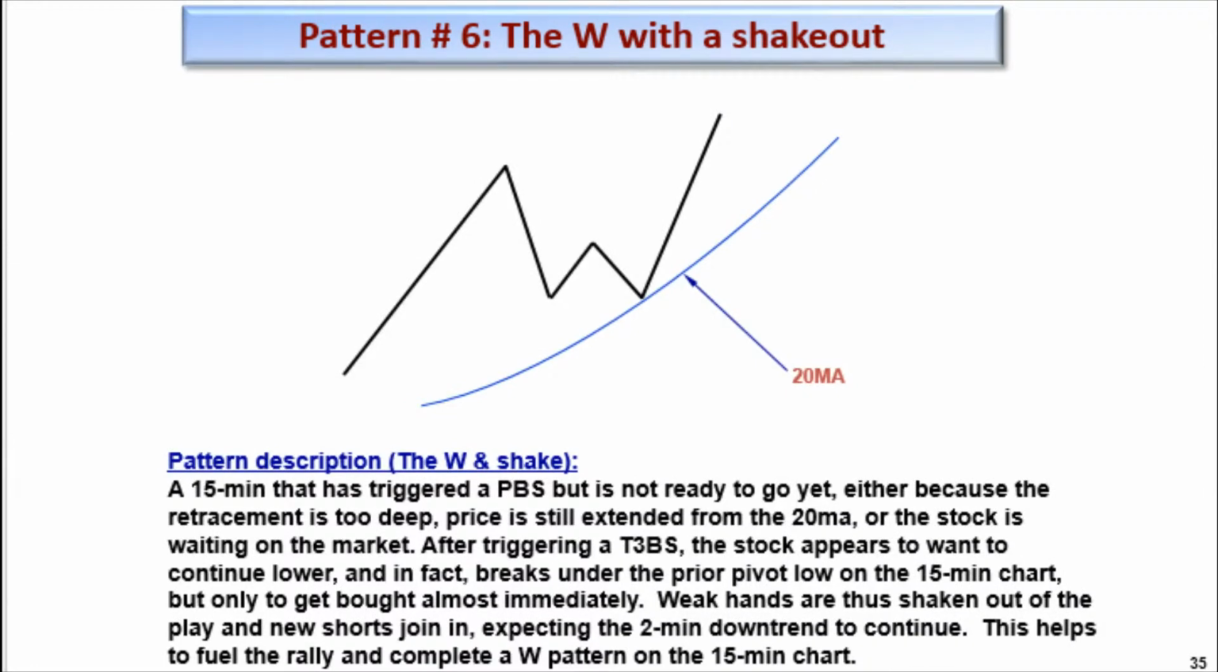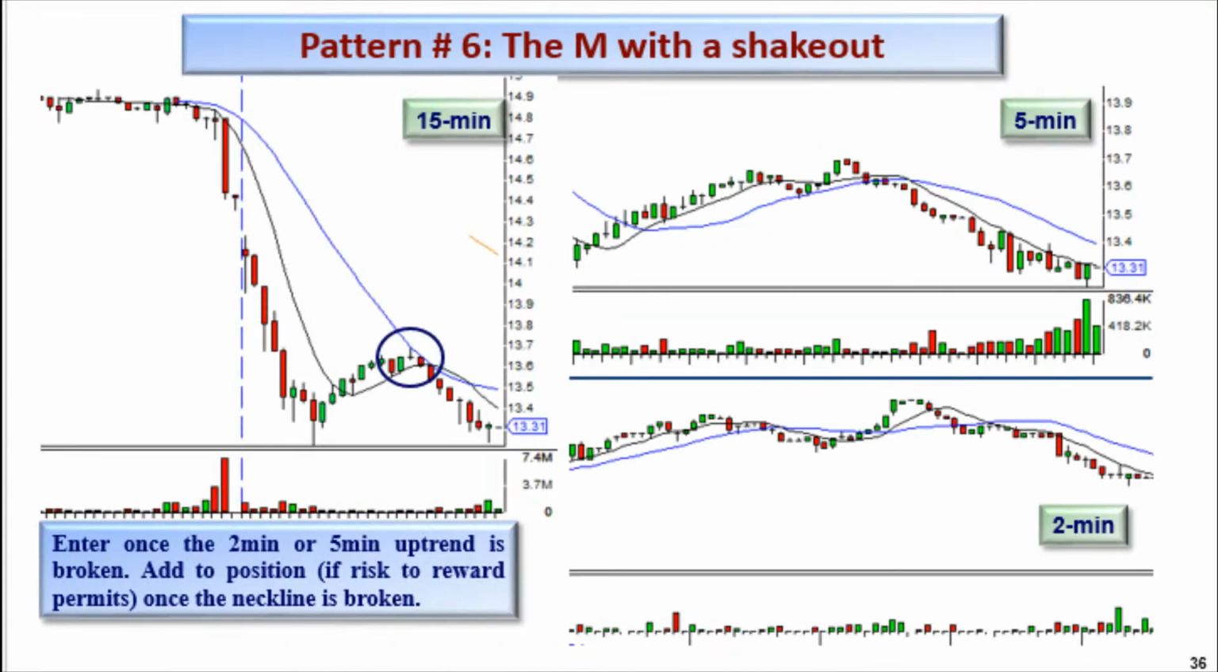And then pattern number 6 is the W with a shakeout, meaning the retest of the prior low actually works, meaning it breaks and it immediately snaps back. So that's what I call the W with a shakeout low, with a lower low rather than a higher low. Let me give you an example. In this case, it's a sell setup. You get a stock that's in a down, so it's an M pattern with a shakeout or a higher high.